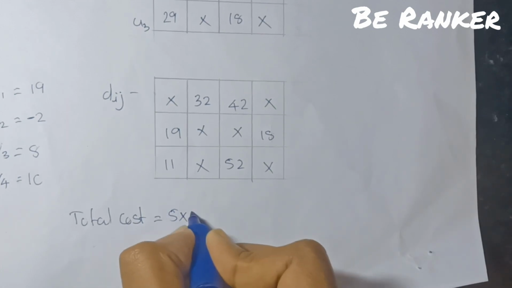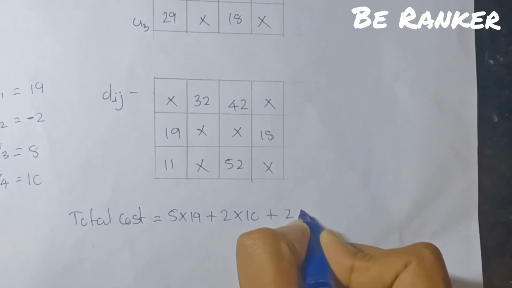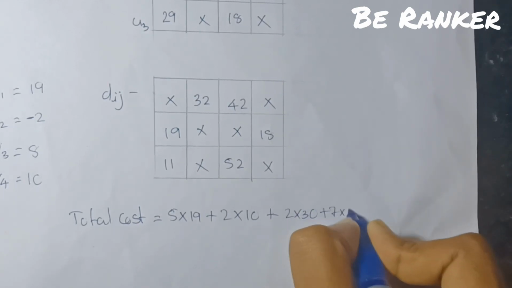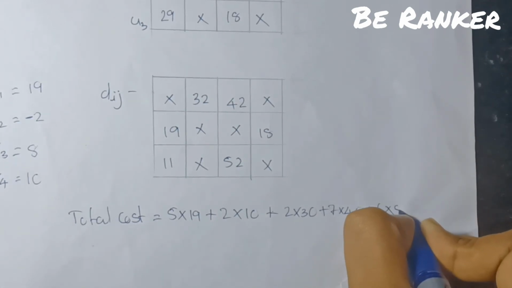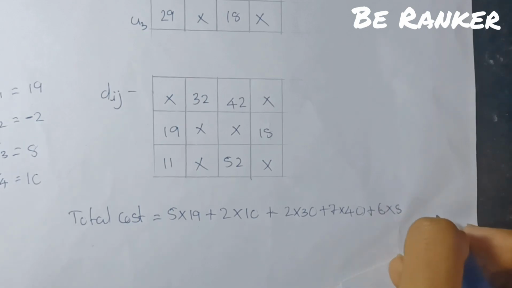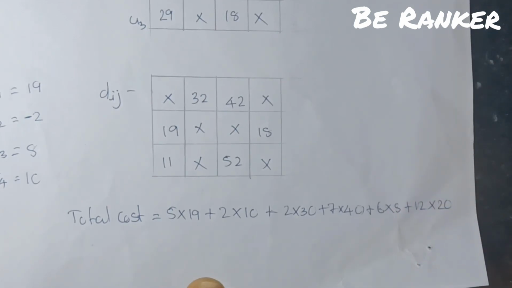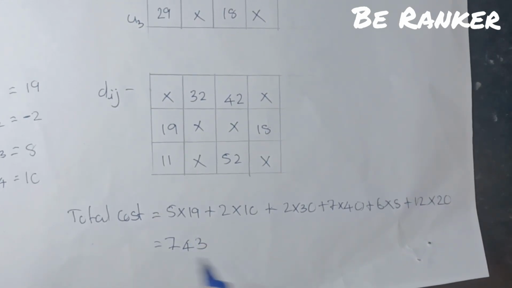5 into 19 plus 2 into 10 plus 2 into 30 plus 7 into 40 plus 6 into 8 plus 12 into 20. The total cost is to be calculated from the revised allocated matrix, not from the first question matrix. Okay, and the answer is 743.